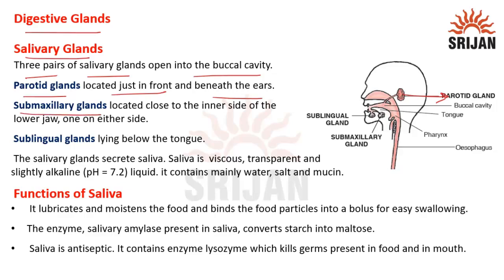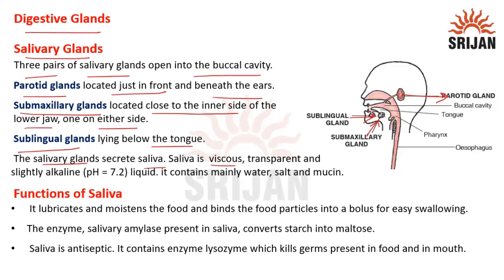Then submaxillary glands are located close to the inner side of the lower jaw, one on either side. So this is the submaxillary gland. Then sublingual glands lie below the tongue. So this is the sublingual gland. The salivary glands secrete saliva.